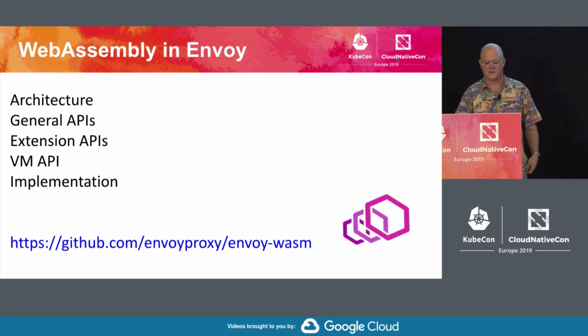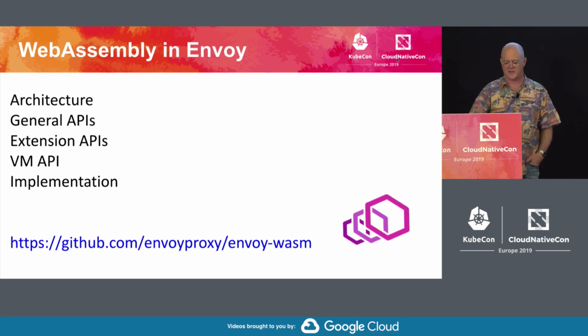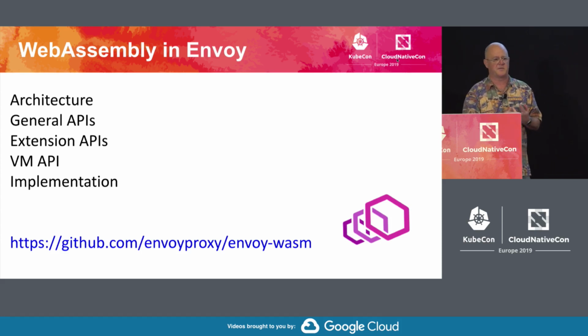So I'll go over a little bit of the architecture and the APIs that we have. There are three types of APIs. There's general APIs, those are the ones exported by Envoy itself, things like logging, stats. There's also extension APIs. Those are like filters: L4 filters, L7 filters, logging filters. And finally, there's the VM API that you'd only use if you're going to add support for another VM system into this project.